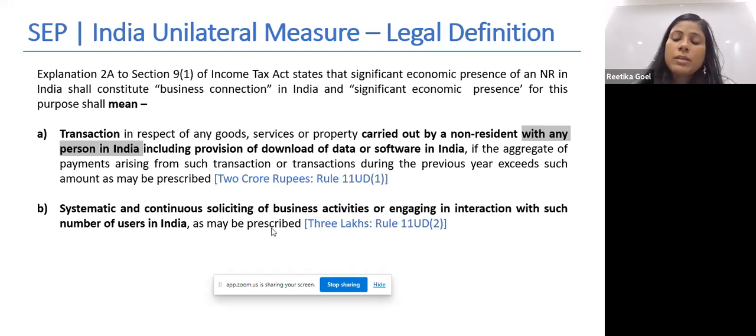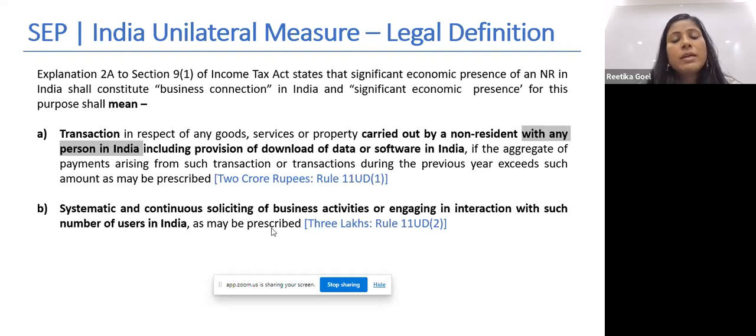The next point is, do you have a significant economic presence in India? And then these two conditions are laid down in the form itself: total revenue base and the total user count. So you have to mention those limits in order to let the tax authority determine what your user base and revenue are, and whether you are crossing the threshold to be considered taxable in India. So that's how they have brought this change.